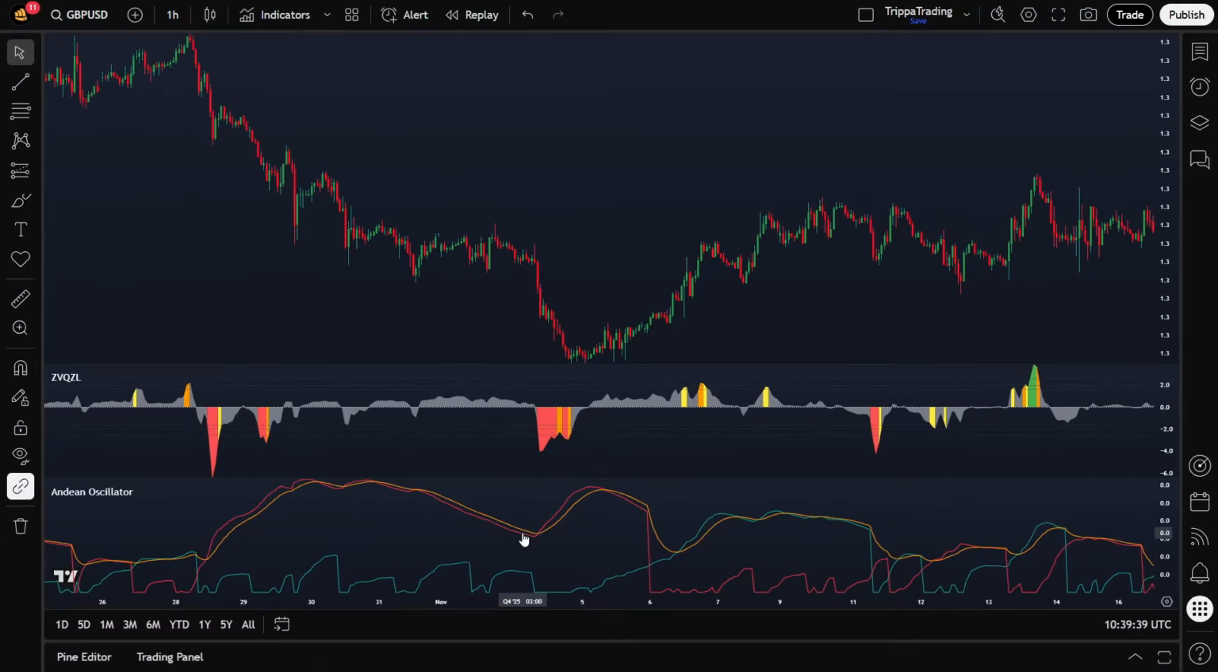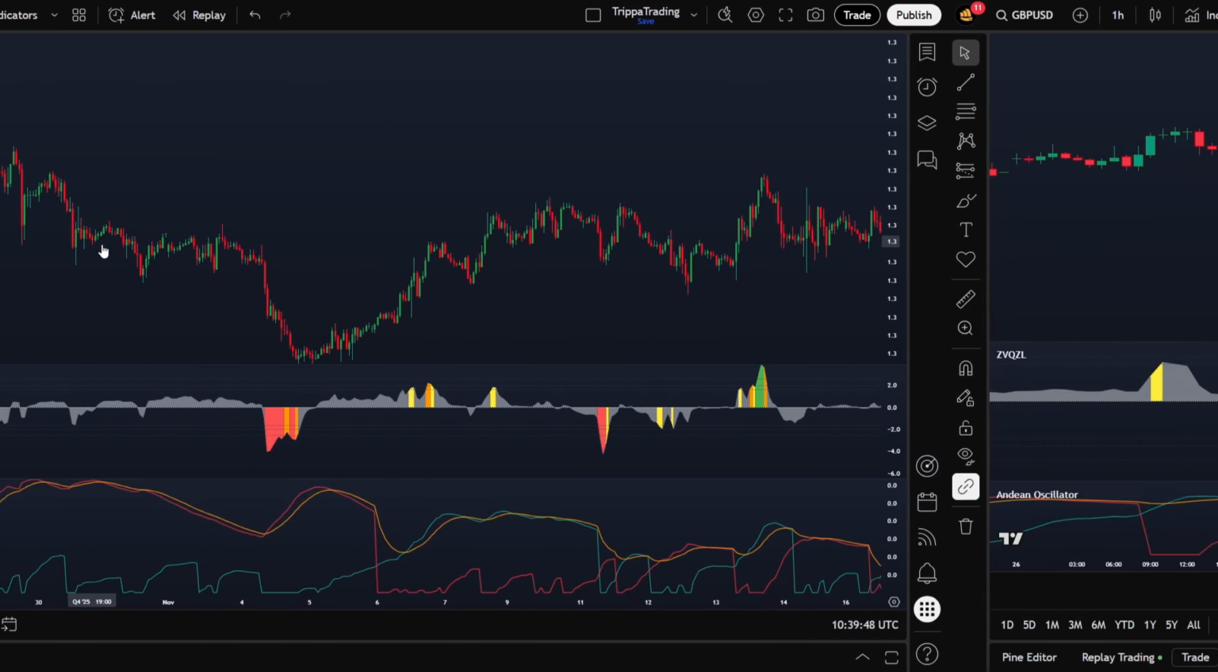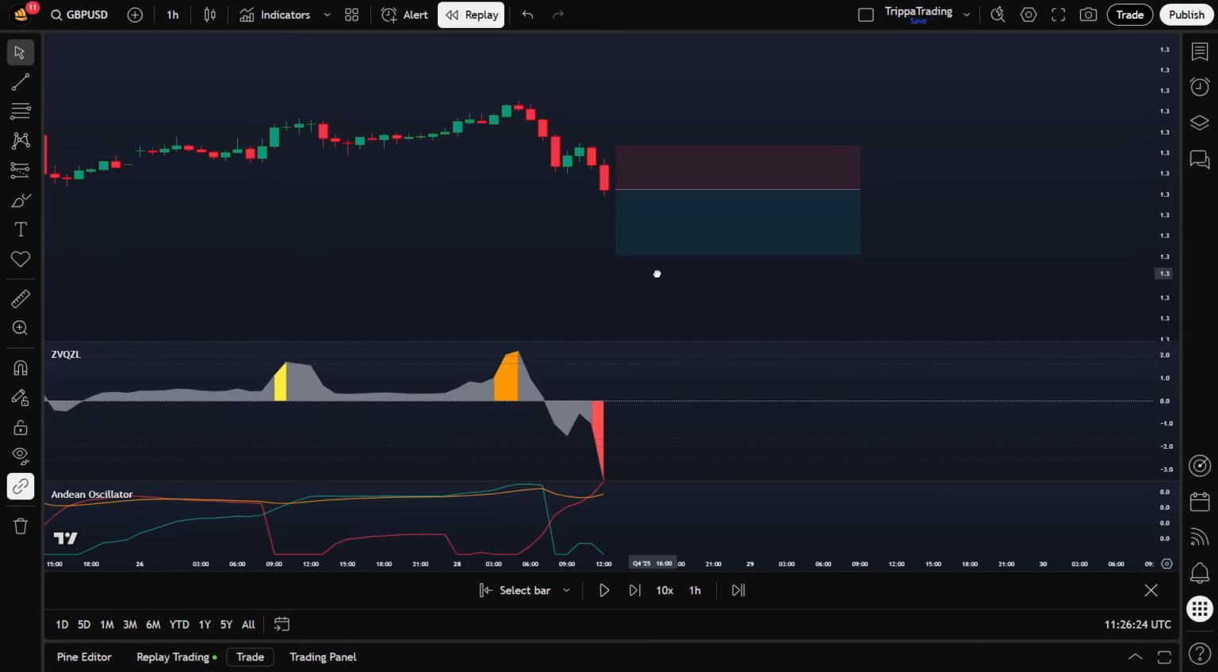When you combine the Andean Oscillator with the VQZ LZ score, you get a strong 2-layer confirmation system that cuts out most false entries. Now let's walk through the exact rules and actual examples.